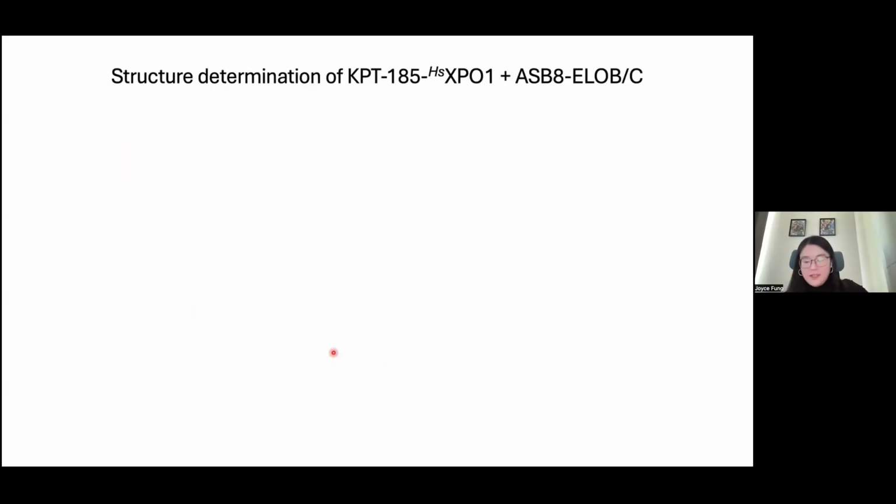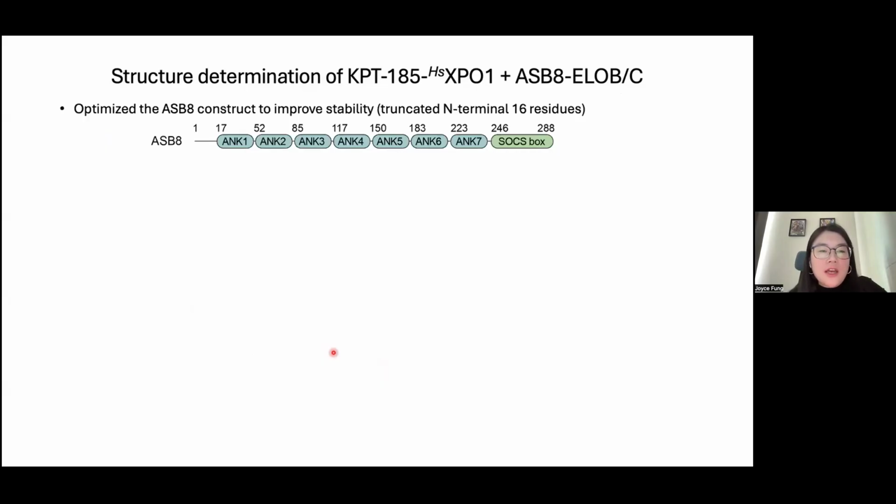So we have established that we can do Expo1 in CryoEM, and we can get a good map and see side chains. So now we have to do the ASB8 complex. Casey took this on, and she had to optimize the ASB8 construct to improve stability because it tends to aggregate, and it wasn't looking too good on the grids. So she screened for different truncations and found that if she truncated this disordered N-terminal 16 residues, and included only the ankyrin repeats and the SOCS box, it would improve stability.